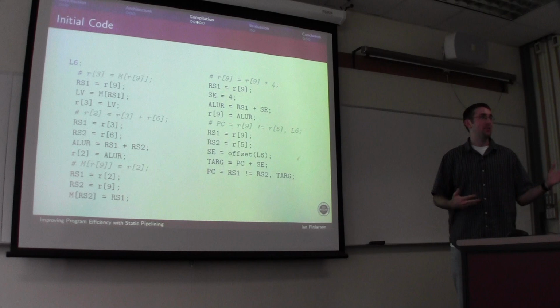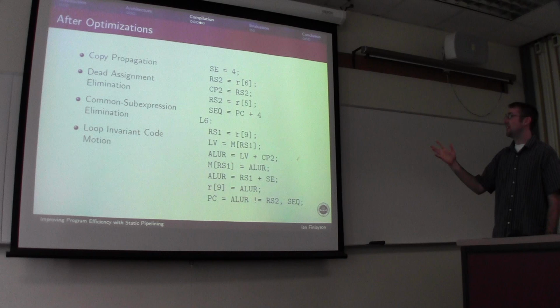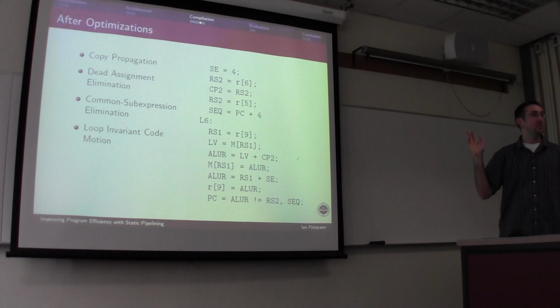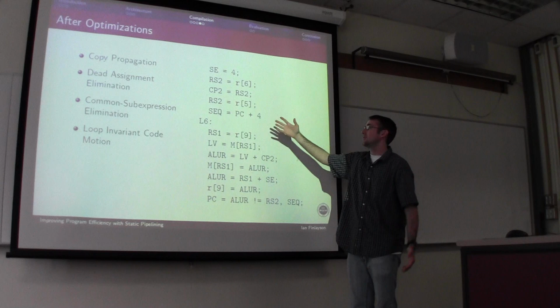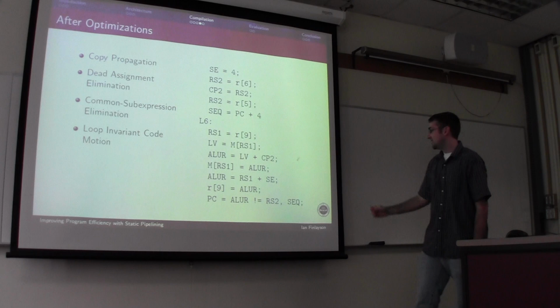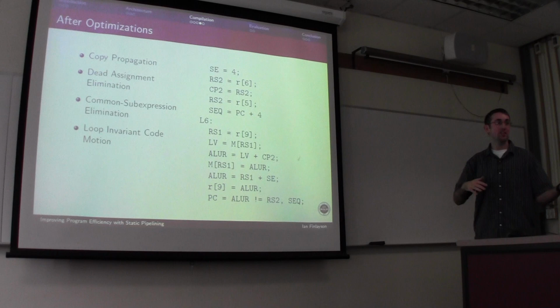So I went through this quickly, but we performed copy propagation, dead assignment elimination, and common sub-expression elimination to optimize the statically pipelined instructions. And this was the code we got. We also performed loop invariant code motion, but some of that was done by hand, whereas the rest of it was done automatically. And this was the code we got. So as you can see, we got 7 instructions, which is not quite as good as the MIPS 5, but it's a lot closer.